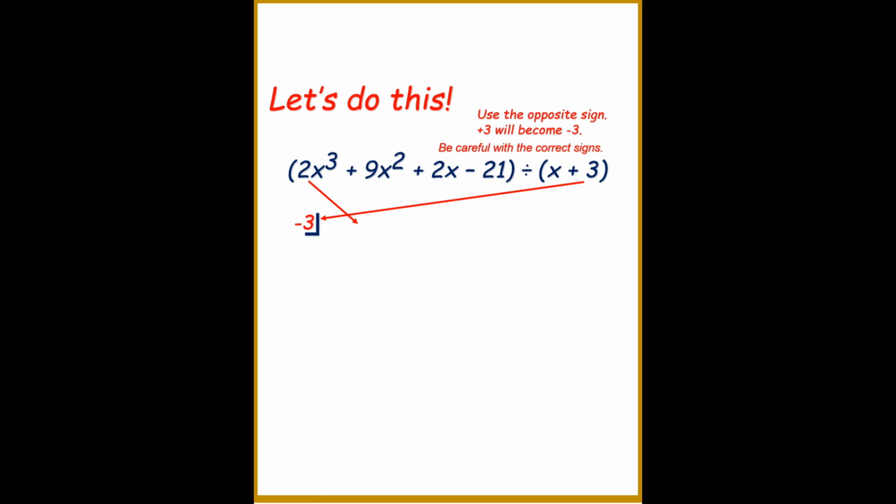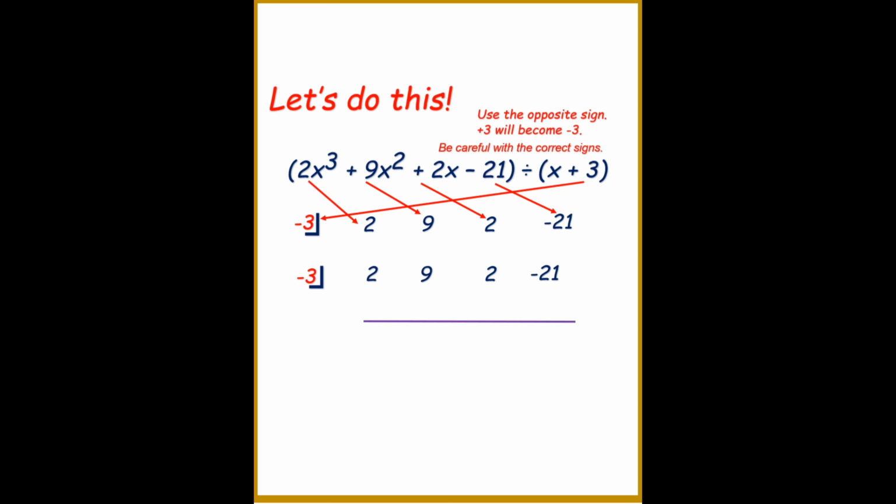So we have here 2. And what's next? What do you think is the next? You got it. It's 9, or positive 9. What's the next one? You got it, 2. And last but not least, you are right. It's negative 21. What is the next step? Just copy it, bring it down. Negative 3, 2, 9, 2, negative 21.